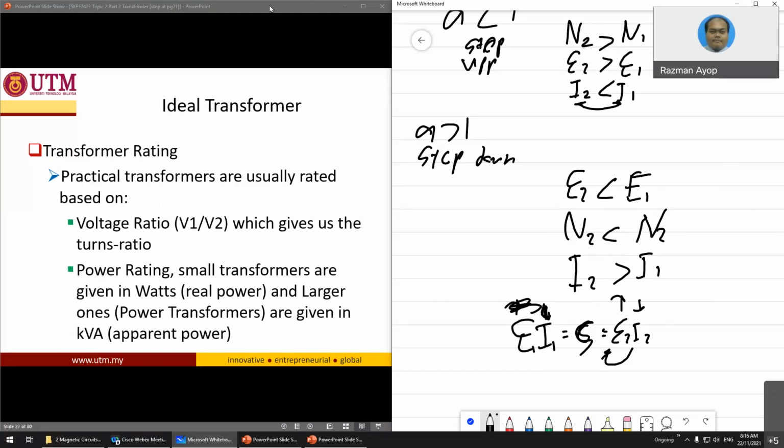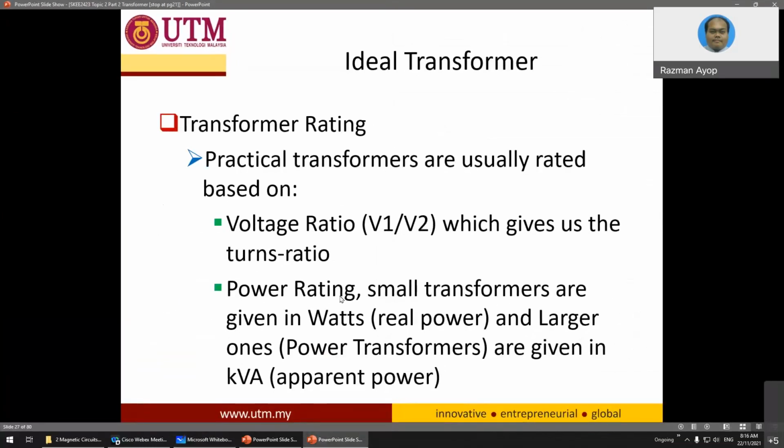For the transformer, you have to look at two things. Usually we look at the voltage ratio, the primary and secondary voltage, as well as the power rating. A small transformer is usually rated by real power in watts only, but a large transformer is usually rated in apparent power. Usually for our case, we use kVA.